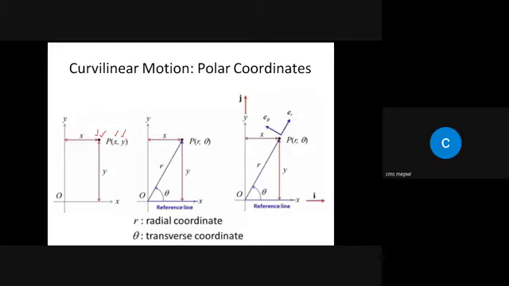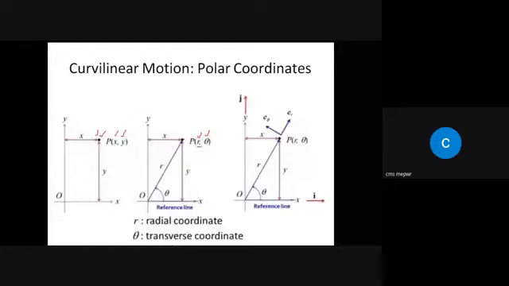But in that case, instead of x and y, we will need two other variables, r and theta. What is r? R is basically the direct distance of the particle from the origin. And in the r theta system, in the polar coordinate system, we have an origin, and we have a reference line.